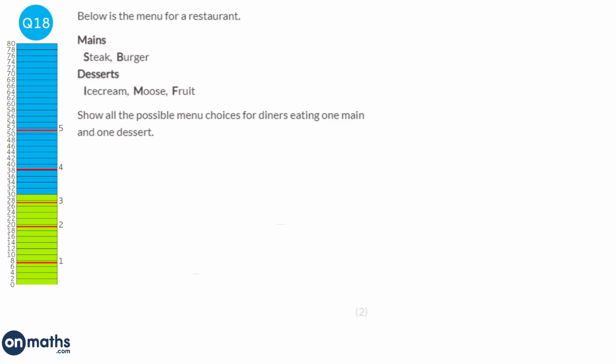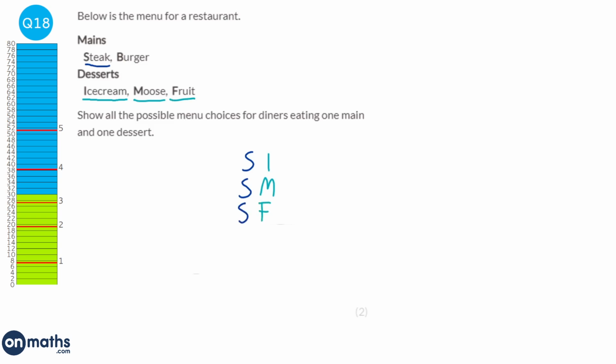So we're going to start off just looking at steak, and I'm going to start off with the S, and we're going to pair it with the first dessert, which is the ice cream. Then we're going to pair the steak with the second dessert, which is the mousse. Then we're going to pair it with the third dessert, which is the fruit. So we're being really methodical.